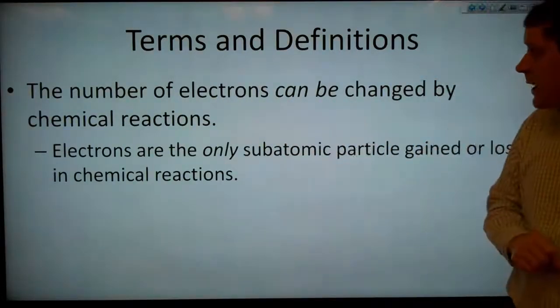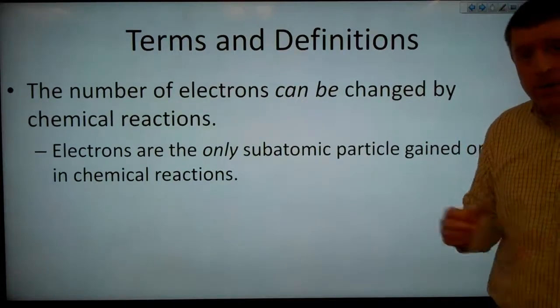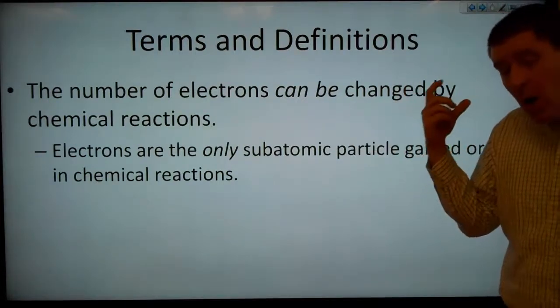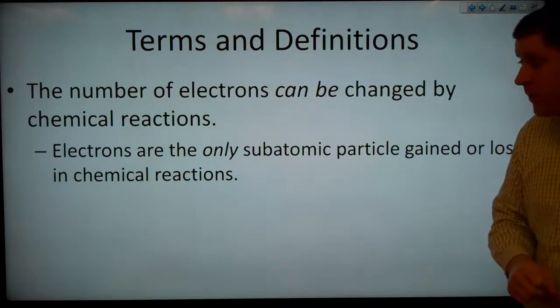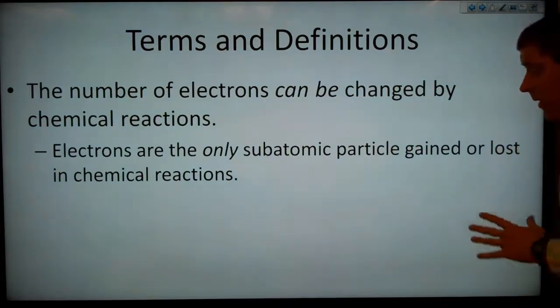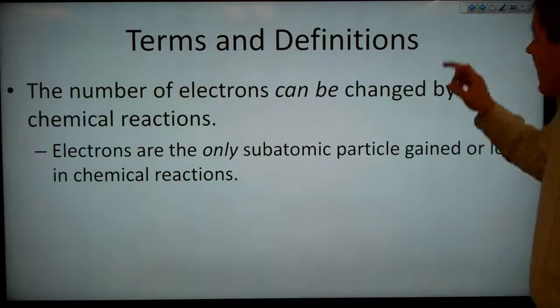So the number of electrons can be changed by chemical reactions, and in chemical reactions, these are really the only things that are moving around or that are being changed in atoms. So electrons are the only subatomic particle gained or lost in chemical reactions.